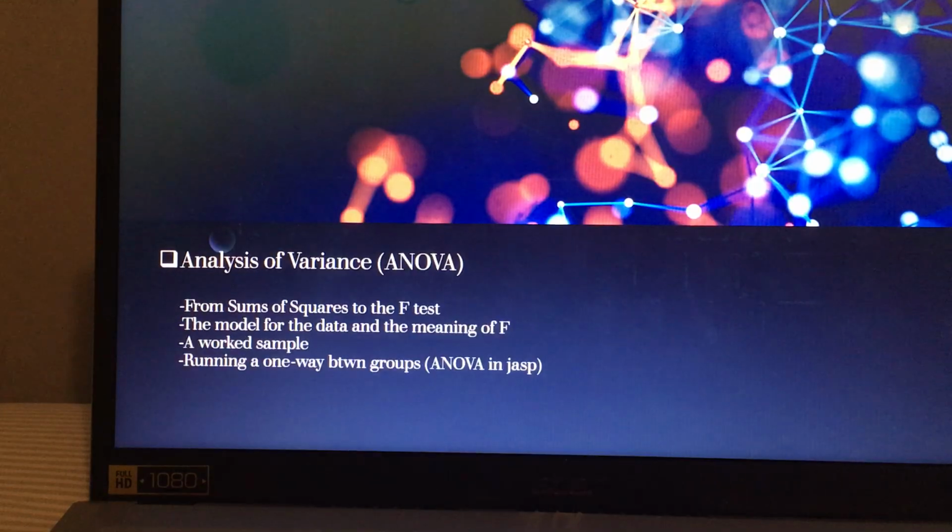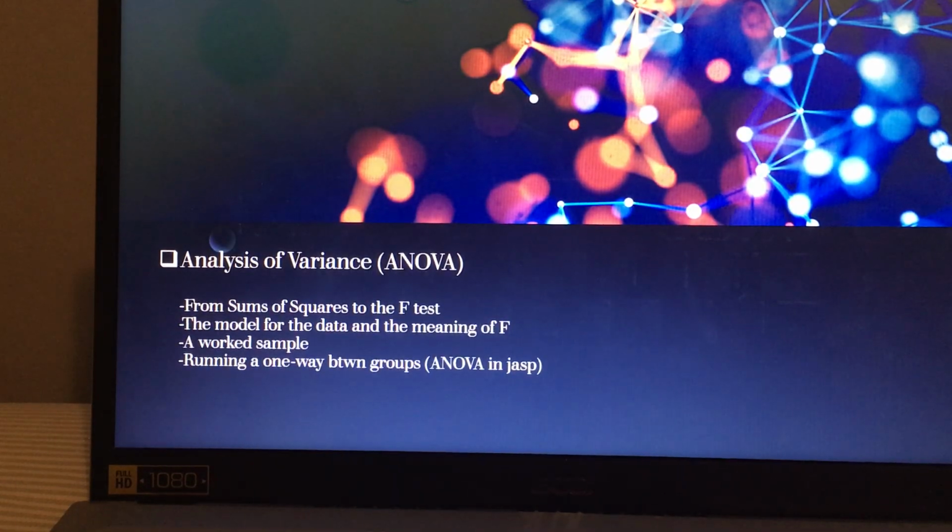So that's the SSW, and we'll keep going. So now that we've calculated the within group variation, the SSW, we're going to now calculate the sum of squares for between groups. The calculations will be very similar.